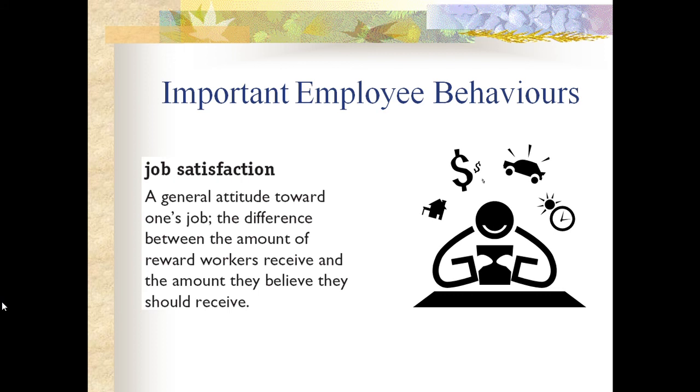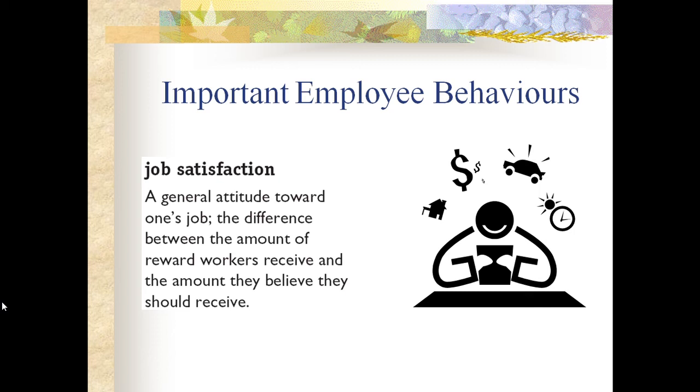Job satisfaction can be described as a general attitude toward one's job, the difference between the amount of reward workers receive and the amount they believe they should receive. Simply we can say job satisfaction is one's attitude towards his job. And normally satisfaction emerges as a result of the comparison between two things. One is the actual amount of reward workers receive, and the second one is the amount of reward a worker believes that he or she should receive.